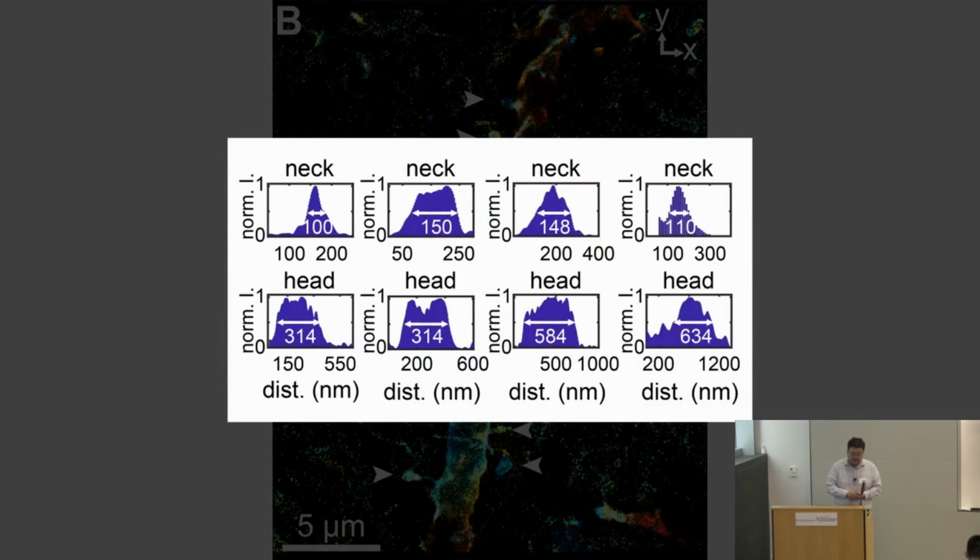You can also do some numerical quantification of the neck and head size. We also developed a method to quantify the volumes of the spine from the neck to the head. We can have an evolving volume with very high precision.